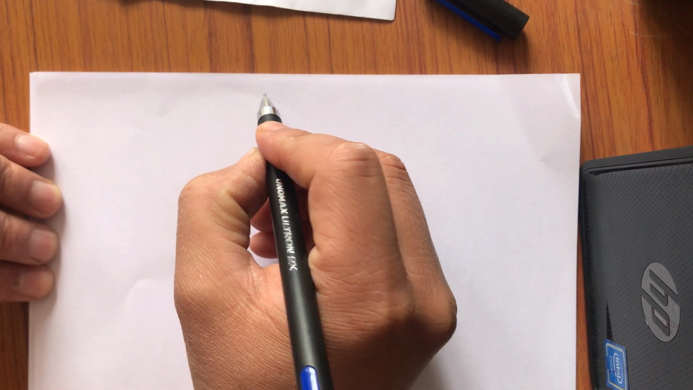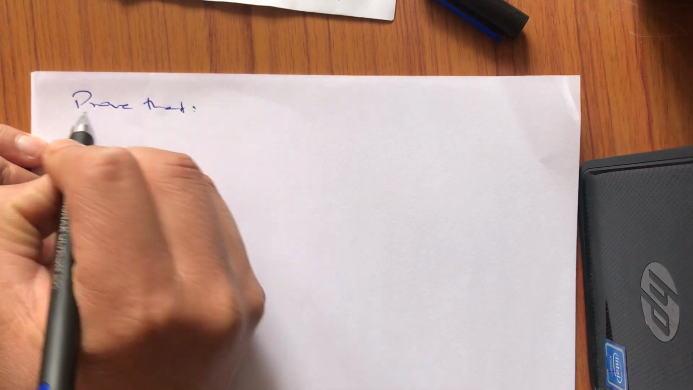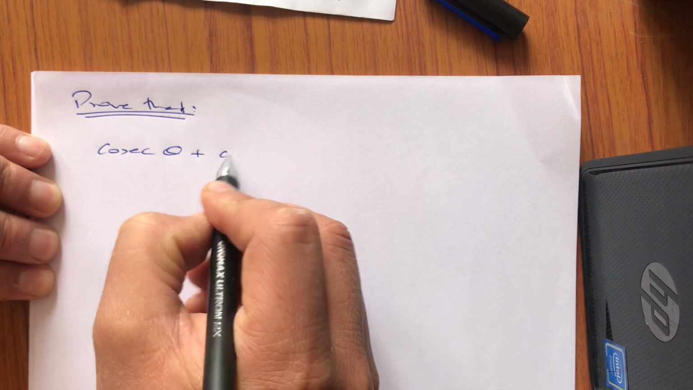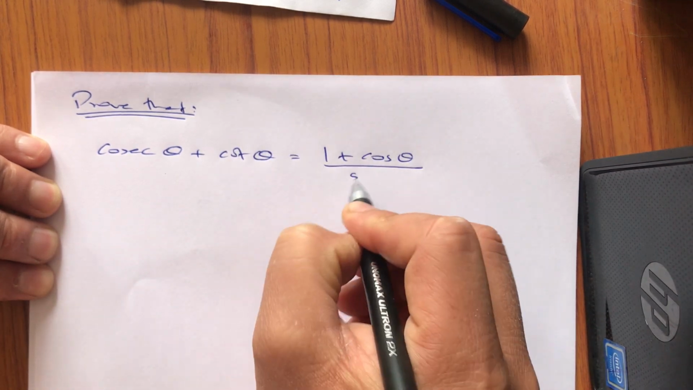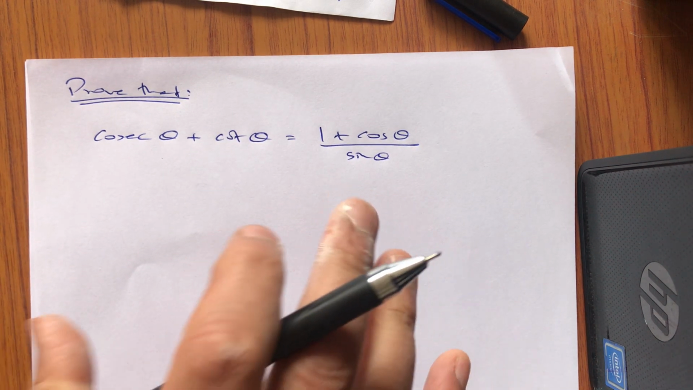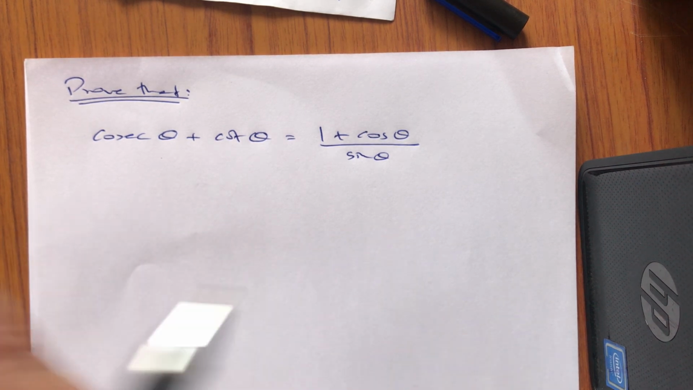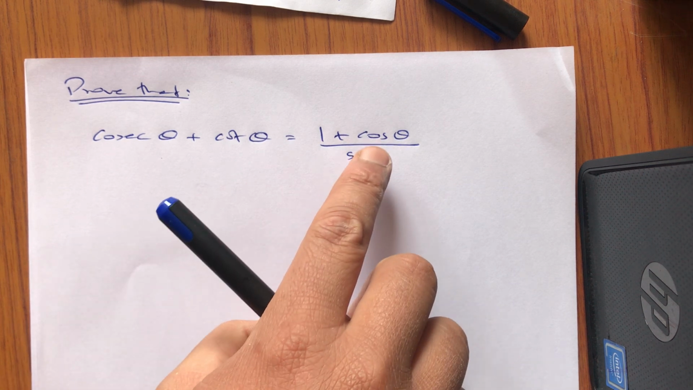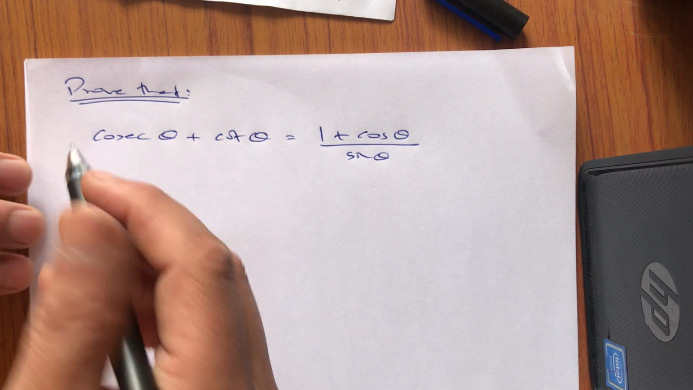The first type of question, let's say it says prove that or show that cosec theta plus cot theta is equal to 1 plus cos theta by sine theta. Supposing we have something like this. Now as per the basics, anything that we have in the question, we'll try and convert it into sine and cos. If we already have something in sine and cos, we leave it as it is, but this one is not in sine and cos, so we convert.